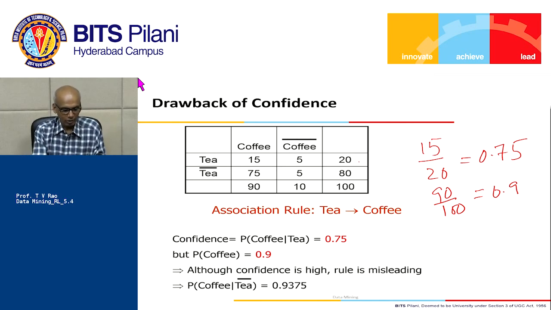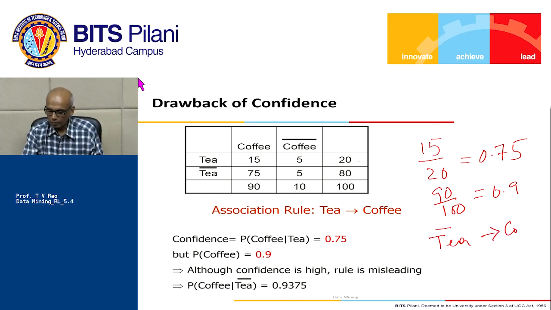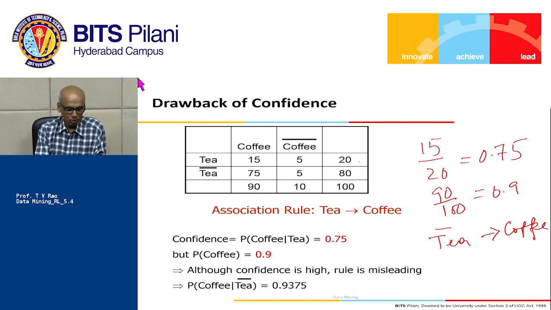Rather, you want to have a rule which says that not tea implies coffee. When you analyze that rule, what you see is that of the people who are not taking tea, there are 80 people, and out of them the people taking coffee are 75. So that means it is 75 by 80, which is coming to 0.9375, which has more credibility compared to the other rule, which is tea implies coffee.